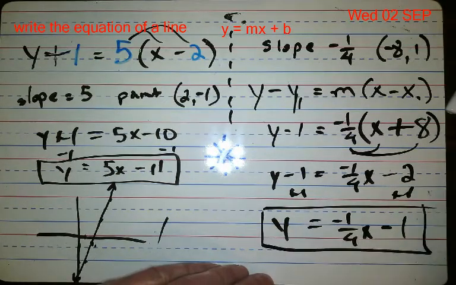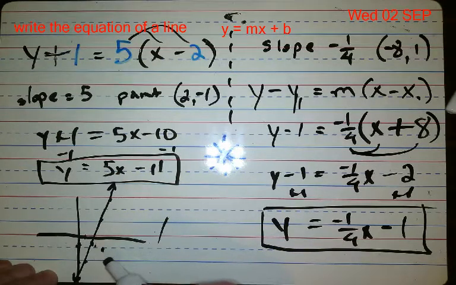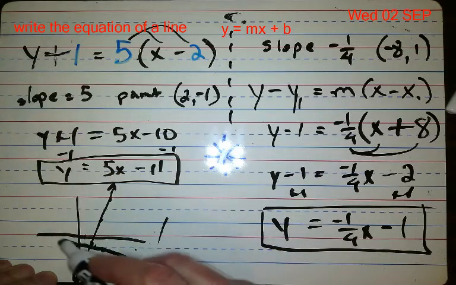This is the equation of the line that starts at negative 1, goes over 4, down 1, over 4, down 1, over 4, down 1, goes just like that. Right?